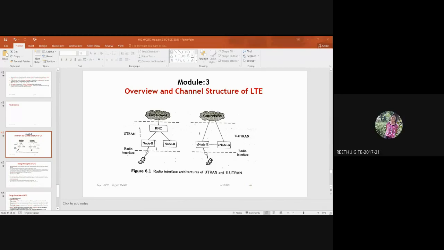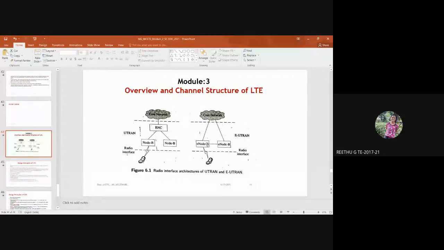So there is no RNC in the second network. So you mean to say what? So the job of RNC is taken care of by E node B. Very good, very good. Right.